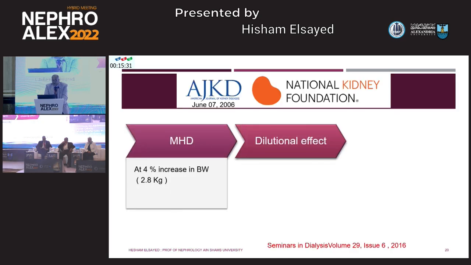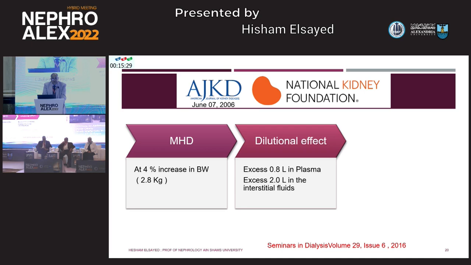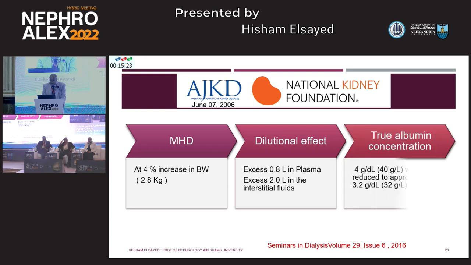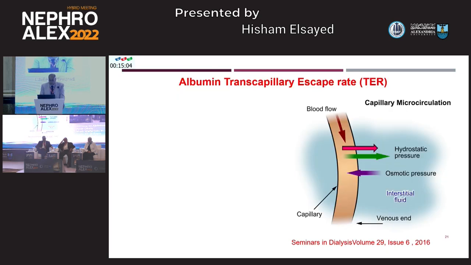So in the maintenance hemodialysis patient with the dilutional effect, each 0.8 liter of plasma excess corresponds to 2 liters in the interstitial fluid, and the albumin concentration differs. So measuring serum albumin pre and post dialysis will differ significantly due to the dilutional effect. The 4 gram per deciliter will be reduced to approximately 3.2 gram per deciliter between the pre and post dialysis period.